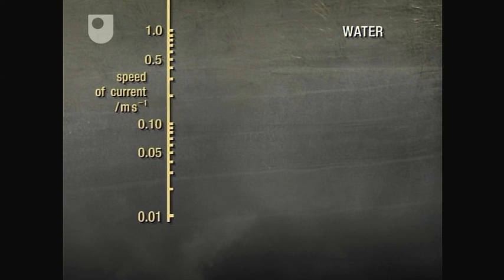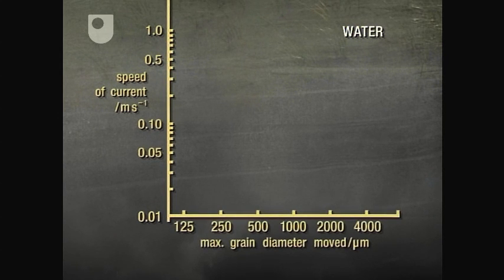The vertical axis gives current speed, and this is a powers of 10 scale, not a linear scale. The horizontal axis gives grain diameter. This time, the largest grains are on the right, which is the reverse of what we saw on the histograms and the cumulative frequency curve. We've shown typical grains at the bottom, drawn to scale, to help you with this.